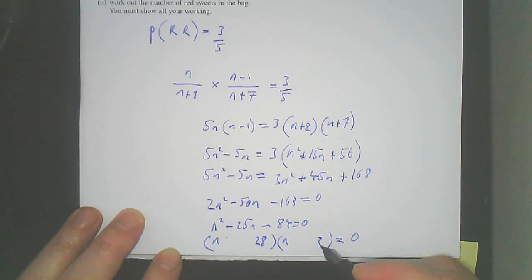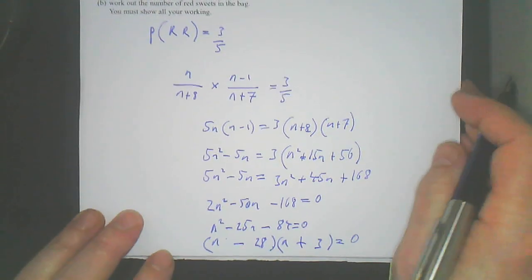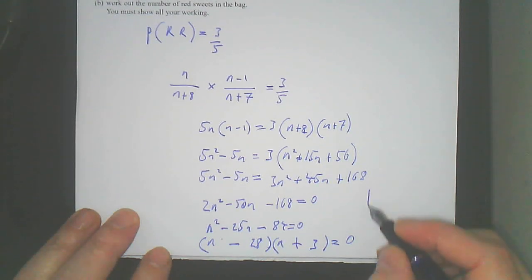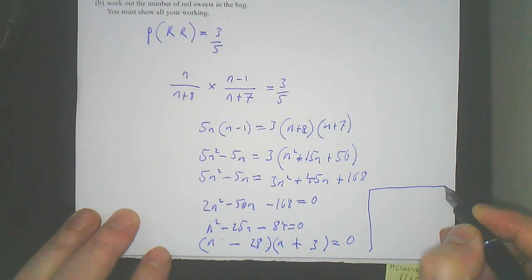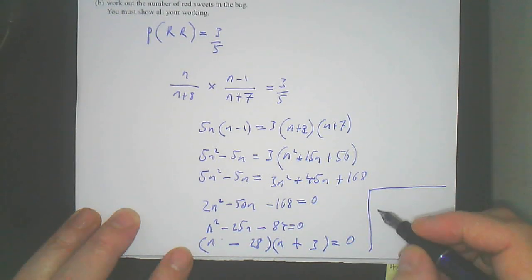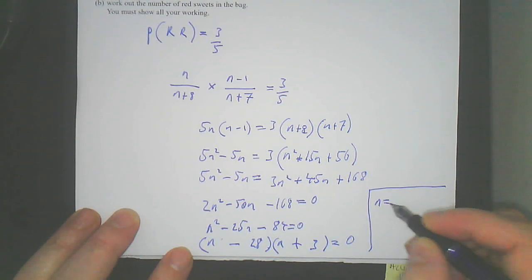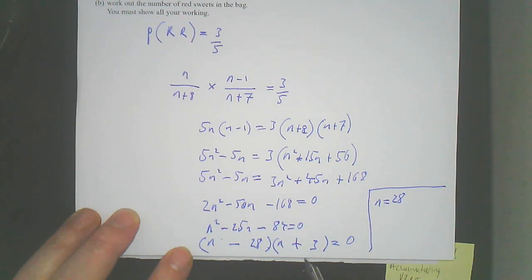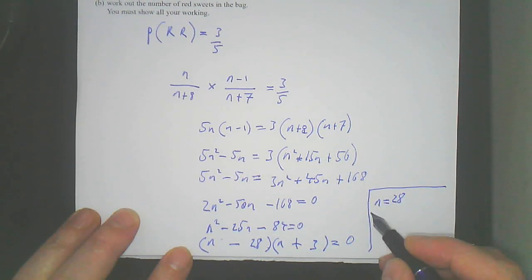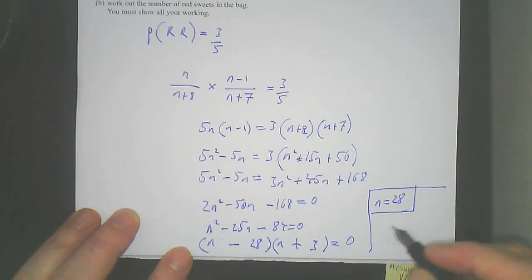28 and 3. We want minus 28, and we need to add on 3 to get to minus 25. And that gives us n equals 28. We can't have a negative value for n. So n is 28 is our final answer. 28 red sweets. And we're done.